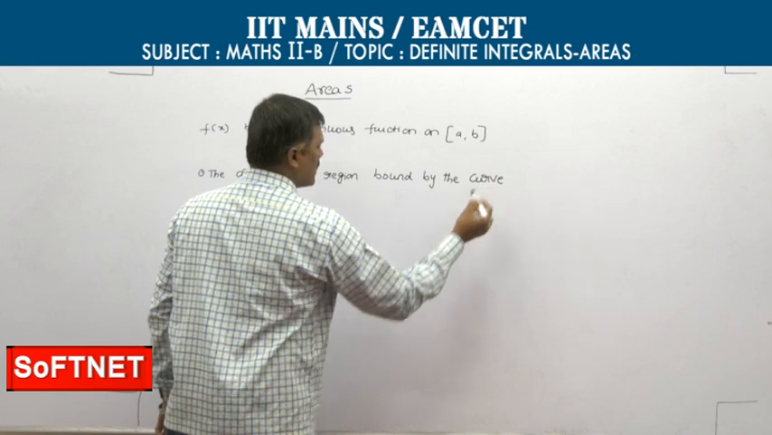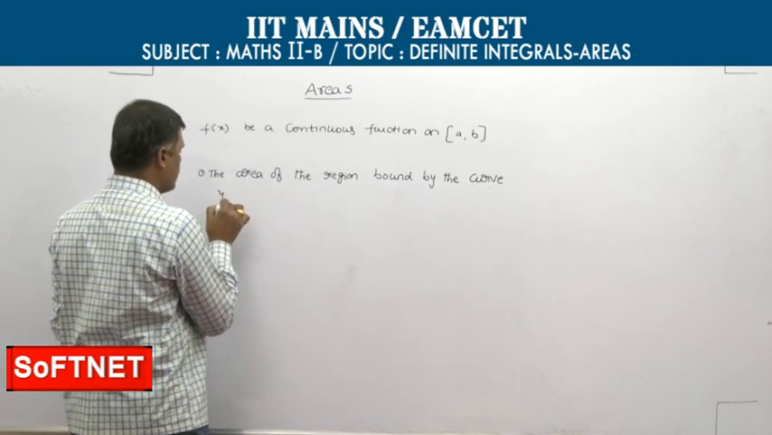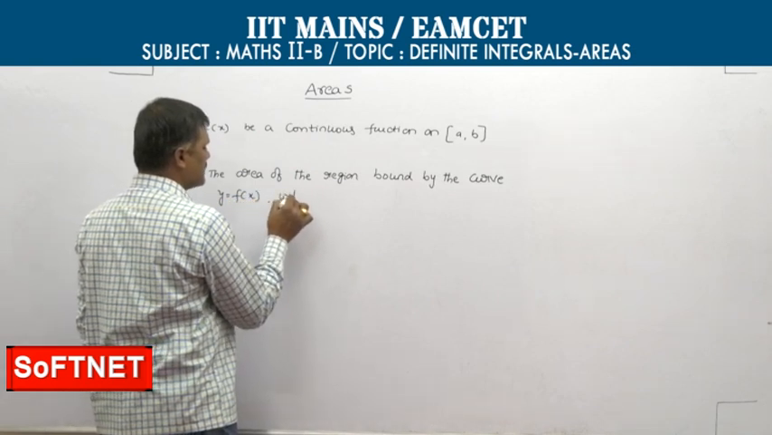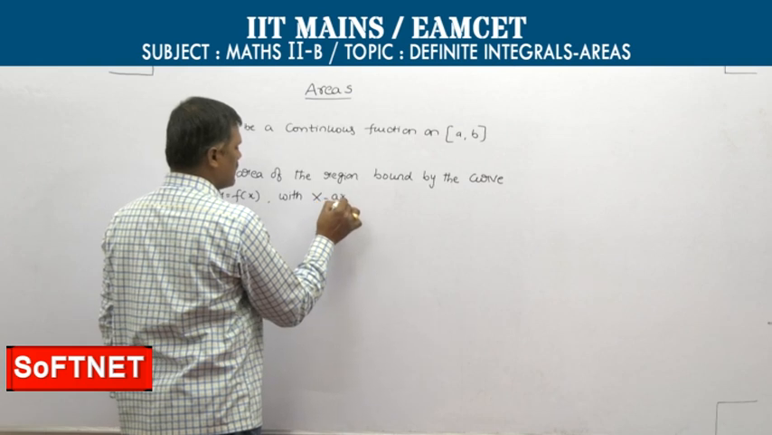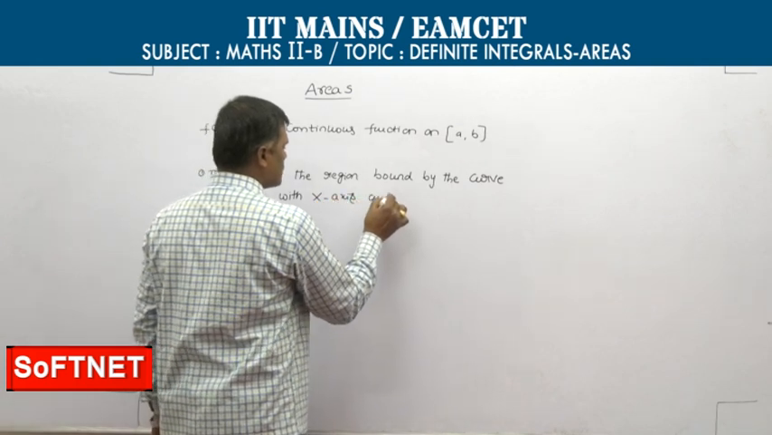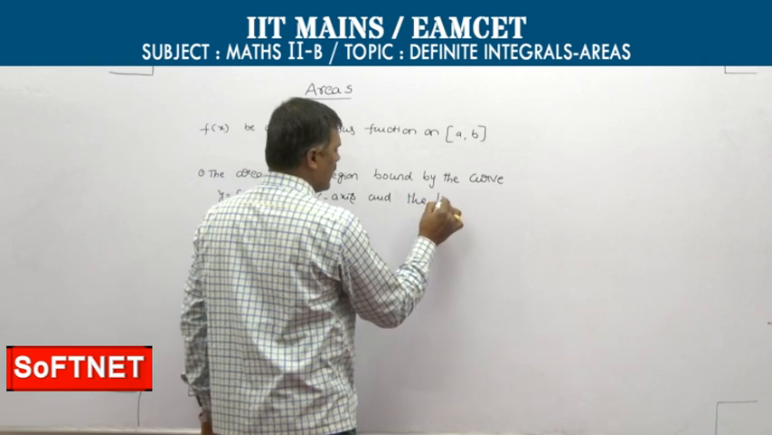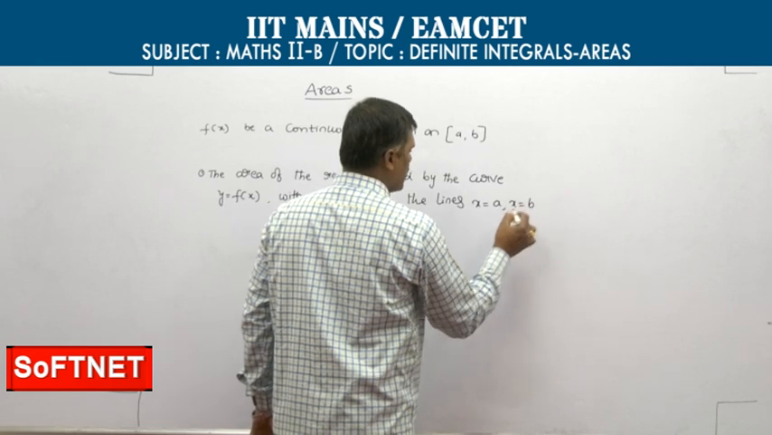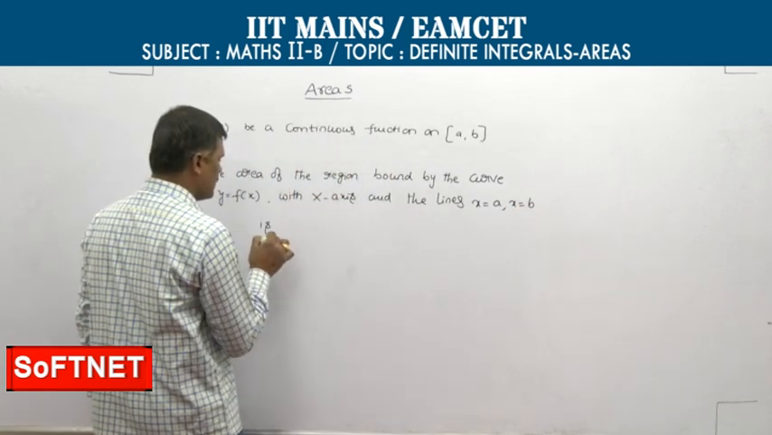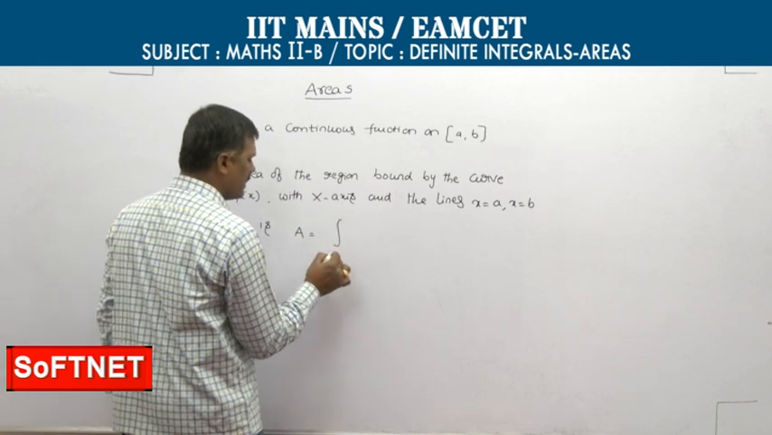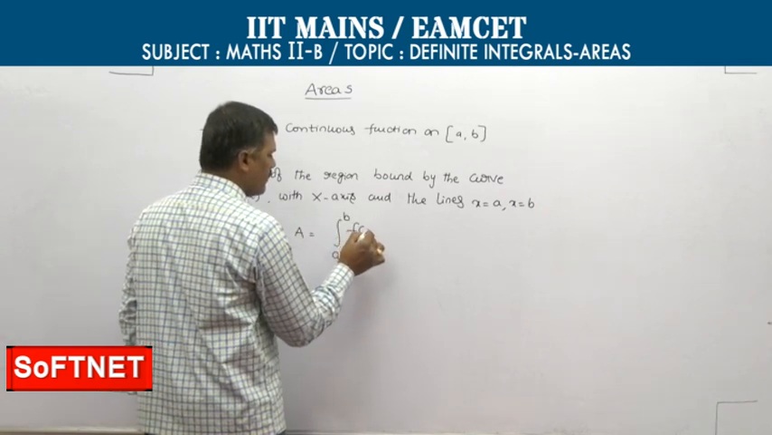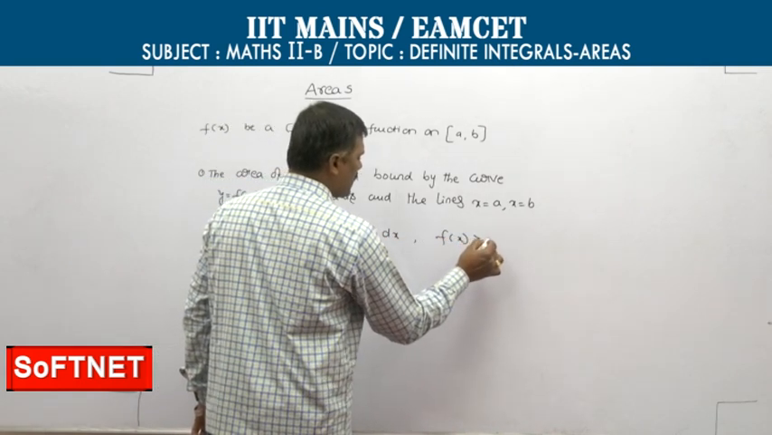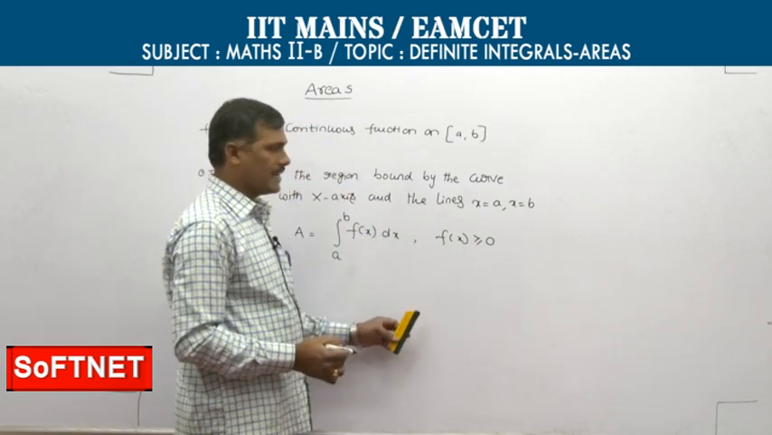The area of the region bounded by the curve y is equal to f of x, with the x-axis and the lines x is equal to a, x is equal to b, is area A is equal to integral of a to b f of x dx, where f of x is greater than or equal to 0, above the x-axis.